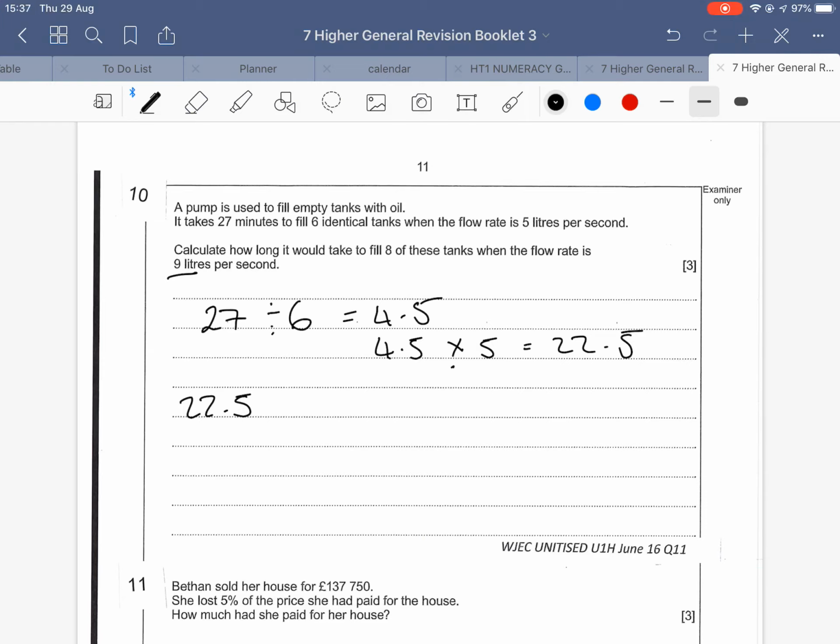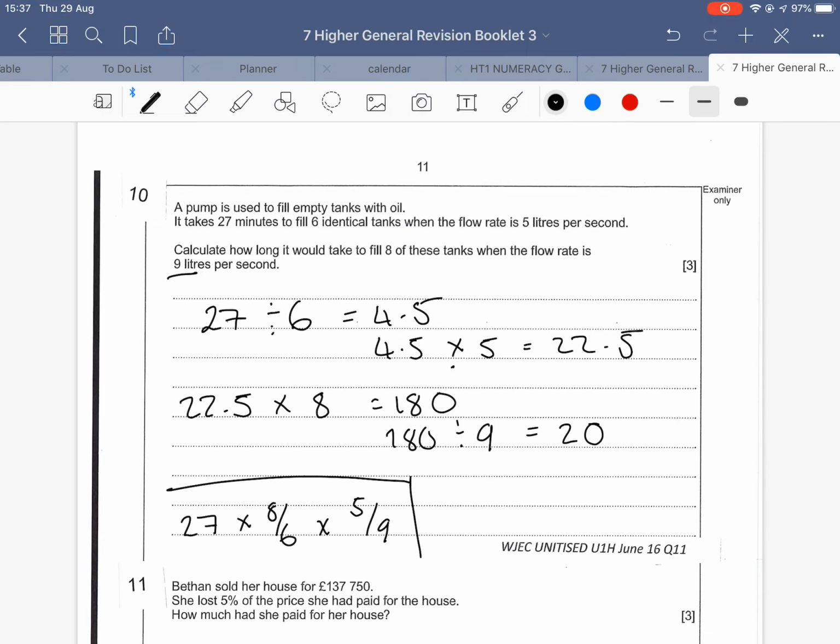So I've got 22.5 times it by our 8 new tanks, which is 180. And because it's 9 litres per second, I want to do 180 divided by our 9, which is 20. Quicker way would have been 27 times 8 over 6 times 5 over 9. If you learn it that way, that's absolutely fine. This is a bit more of an explanation, hopefully anyway. So it's 20.